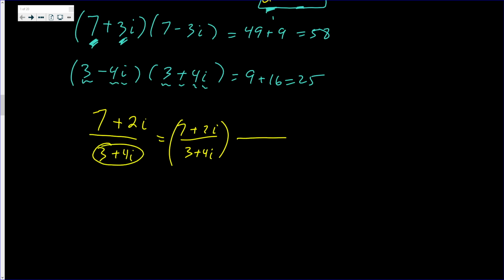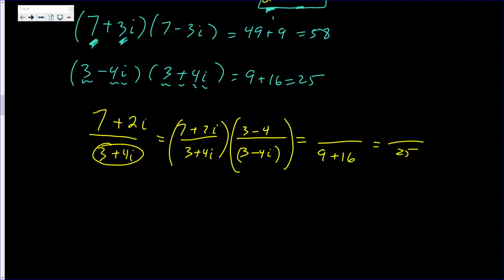So you know what? I'm going to multiply the denominator by its complex conjugate. Because then the denominator will just be 3 squared plus 4 squared. It'll just be 25. Now, if what's in this bracket has any hopes of being 1, whatever I put on the bottom, I have to put on the top.